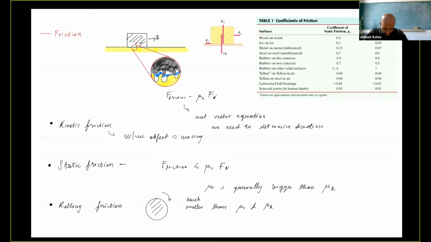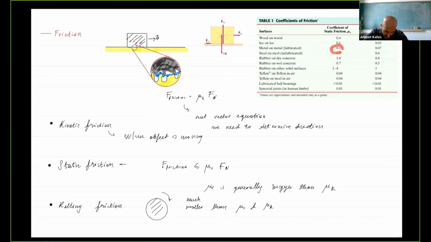So now I can come back to the table. Here's a table for some examples. Wood on wood, the static friction coefficient is 0.4, the kinetic friction coefficient is 0.2, a factor of 2. Ice on ice, look at the difference. When it's static, it's like 0.1. When it is in motion, it's like 0.03. That's almost 5, 6 times difference.